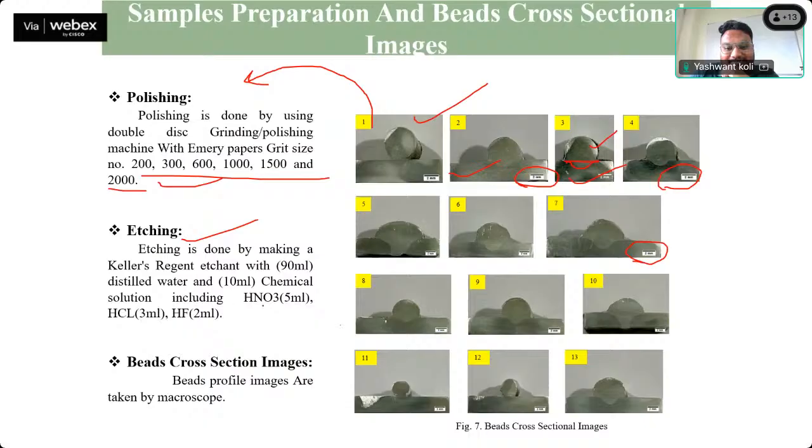After that, etching you can do depending on the material. This is aluminium 5356, so for aluminum we are using Keller's reagent. If you're using Inconel or stainless steel, you can use Aqua Regia. For stainless steel, we can use Nital. So depending on the material, we are using a standard etchant, and then the bead cross-sectional image can be taken.